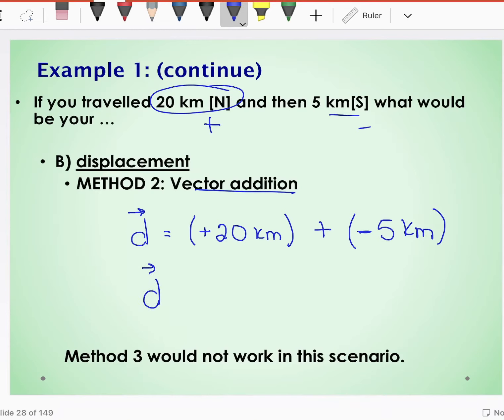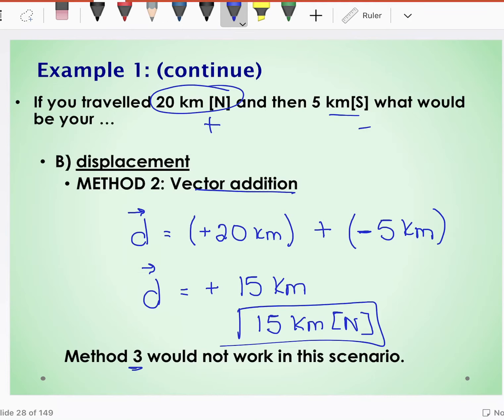All right, positive 20 plus negative 5 becomes positive 15 kilometers. And because I assigned north to that positive, I then convert it back into direction version. So that's 15 kilometers north. Okay. All right, now it's very important that you're aware method 3 here would not work for this problem. We don't necessarily know the exact location and the exact position of the object at each time. All we know is that they were moving 20 kilometers north and then 5 kilometers south.